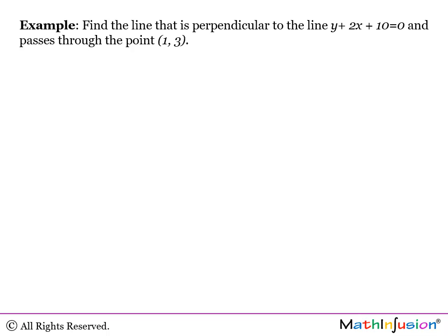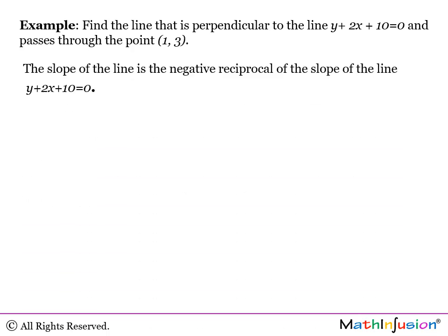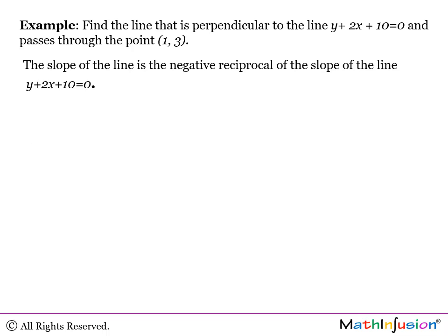Find the line that is perpendicular to the line y plus 2x plus 10 equals 0 and passes through the point (1, 3). The slope of the line is the negative reciprocal of the slope of the line that is given in the problem, y plus 2x plus 10 equals 0. So first we need to find the slope of this one.